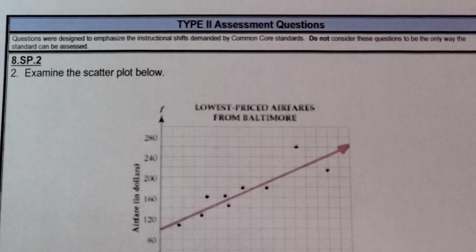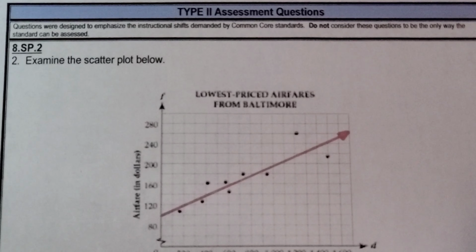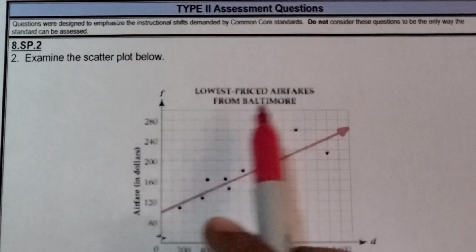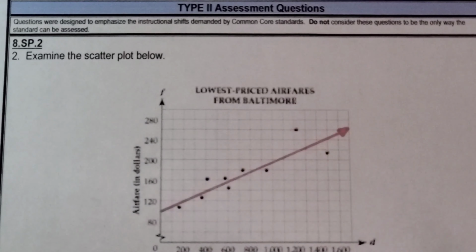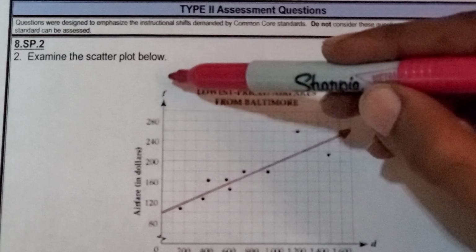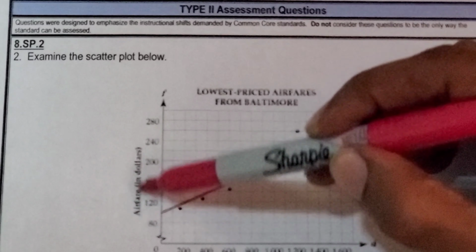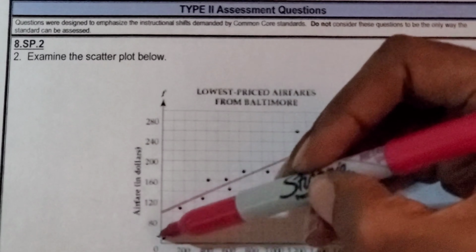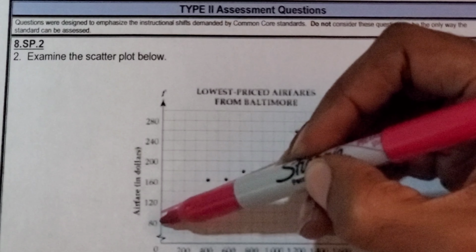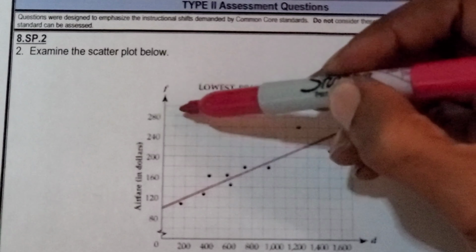Question, problem 2. Examine the scatter plot below. All right. So the lowest price airfares from Baltimore. Okay. Now we can just examine it. Again, we look at the y-axis. The y-axis we have listed airfare in dollars. We have a break in the graph. It starts at 80. So we're looking at prices that range from 80 to roughly 280.